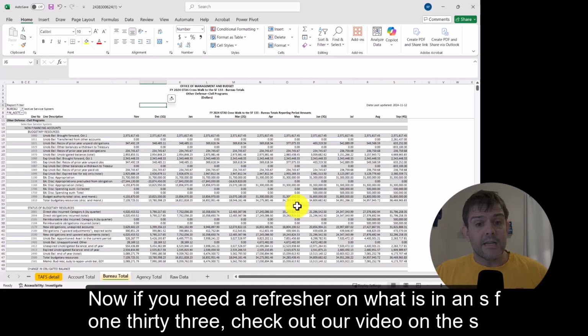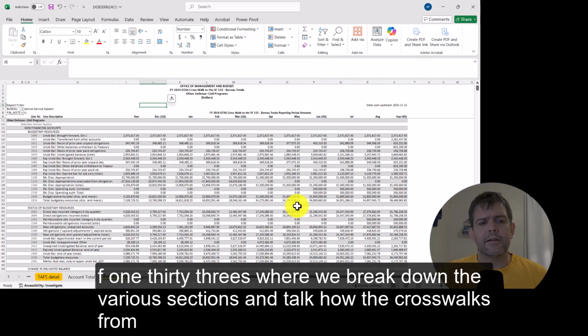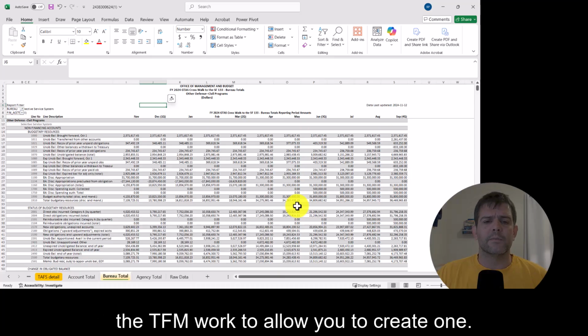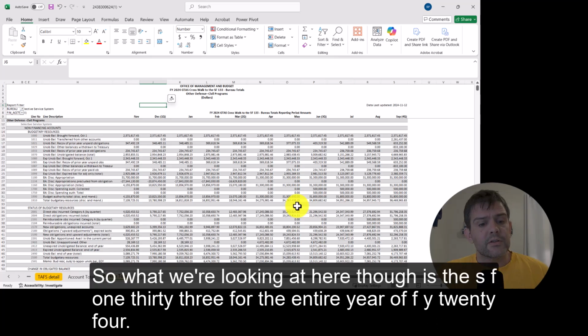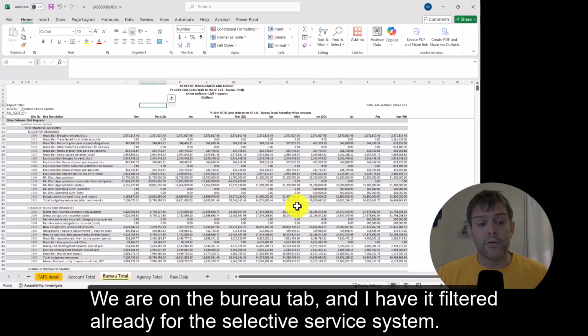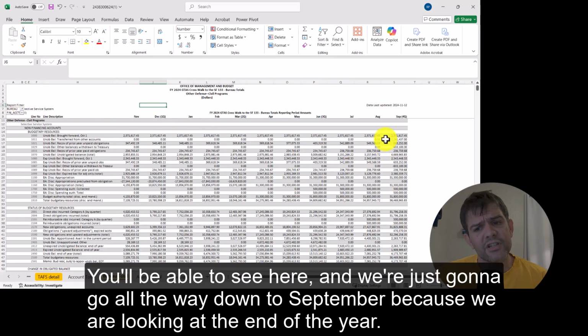Now, if you need a refresher on what is in an SF-133, check out our video on the SF-133s where we break down the various sections and talk how the crosswalks from the TFM work to allow you to create one. So what we're looking at here, though, is the SF-133 for the entire year of FY24. We're on the Bureau tab, and I have it filtered already for the Selective Service System. We're just going to go all the way down to September because we are looking at the end of the year.